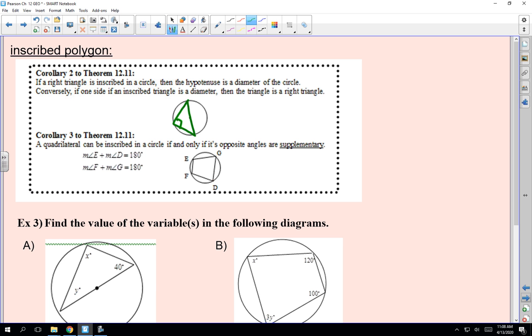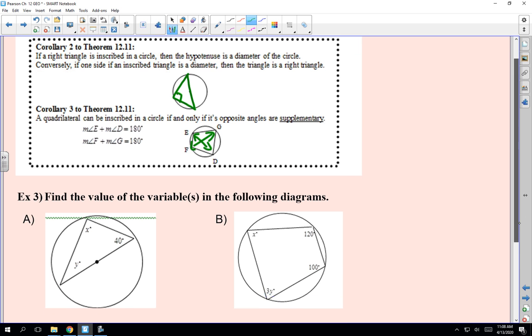supplementary. So a quadrilateral is a four-sided polygon. It can be inscribed in a circle if and only if its opposite angles, so opposite angles would be like these guys, E and P, or these guys, F and G, are supplementary, or in other words, add up to 180 degrees. So now we're going to use those little theorems or corollaries to Theorem 12-11 to find the value of the variables in the following diagram.